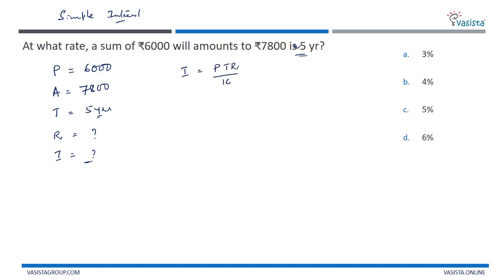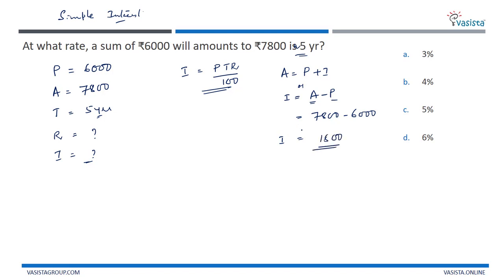We know the interest is equal to PTR by 100. And we know one more equation: amount is equal to principal plus interest, or interest is equal to amount minus principal. They have given amount, that is 7,800, minus principal, 6,000. From this we can find the interest, that is 7,800 minus 6,000 is 1,800.